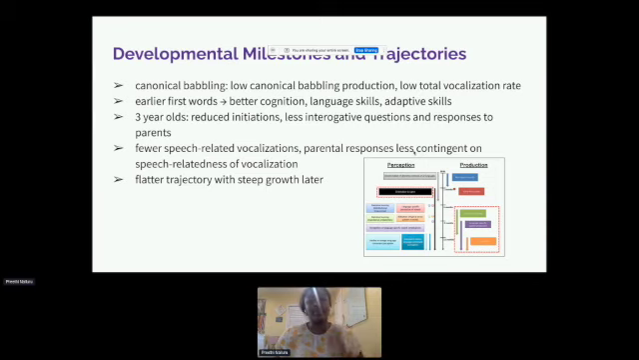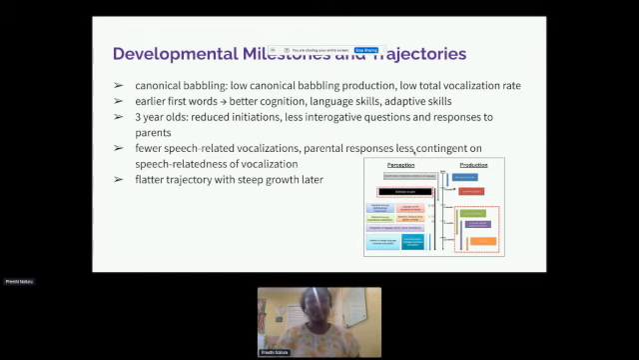Canonical babbling appears in typically developing children at around 10 months. Canonical babbling is a string of syllables that include a consonant and a vowel. Children with autism show low canonical babbling production and a low total vocalization rate. Typically developing children show earlier first words.